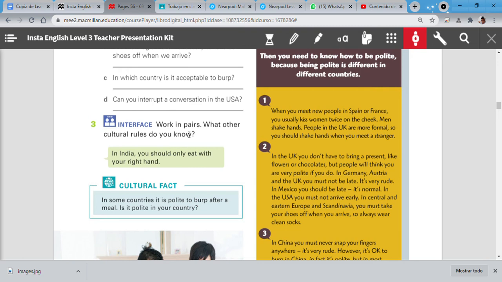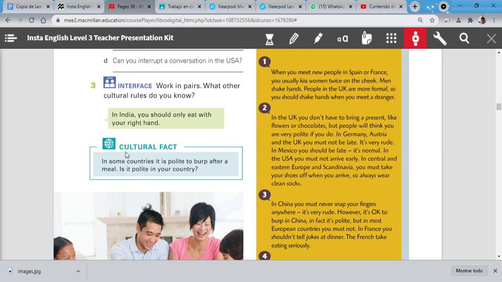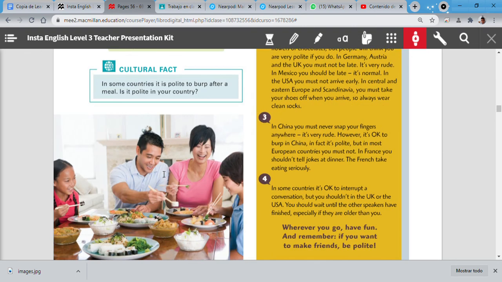Then you're going to work in pairs. What other cultural rule do you know? In India, for example, you should only eat with your right hand. Yes, of course. If you eat with your left hand, it's not okay. And we also have a cultural fact. In some countries, it is polite to burp after a meal. Is it polite in your country? Okay, class, is it polite to burp in Peru? Yes or no? I'm going to wait for your answer.